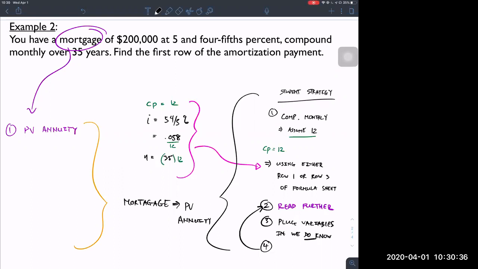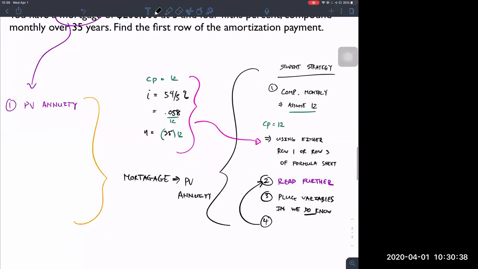Okay, so yes, thank you. That's exactly what I'm looking for. Someone said, hey, compound monthly, I know it's 12. Well, what do you mean by that? It means that the compound period is 12. So that means it's either going to be the first or the third row. You're like, well, damn, that doesn't help me. It doesn't narrow it down. So I say, read further.